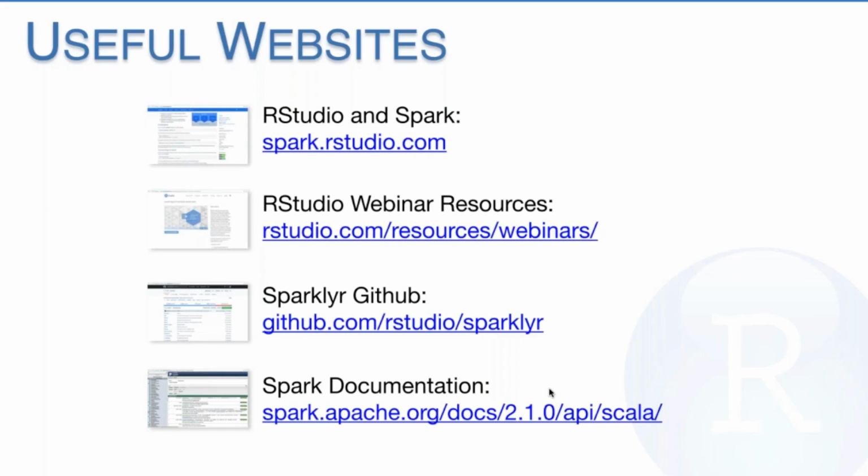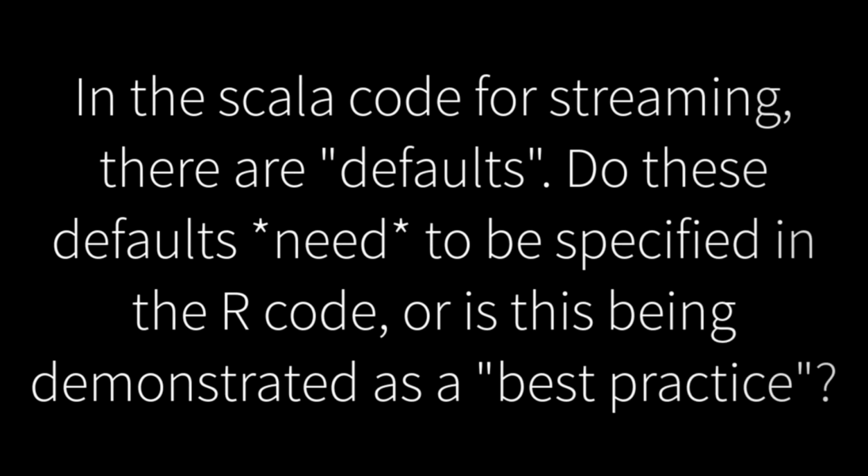And that's pretty much it. I'm going to switch back to questions, and I see 3 questions here. First question: in the Scala code for streaming, there are defaults. Do these defaults need to be specified in the R code, or is this being demonstrated as a best practice? So today it needs to be specified, right? It's not a demonstration. It just needs to be explicitly listed in your Sparklyr code.